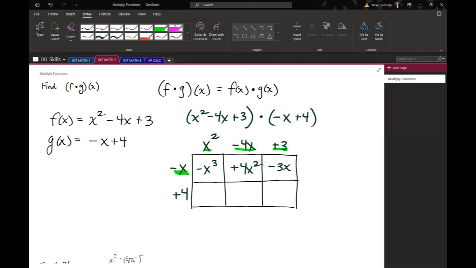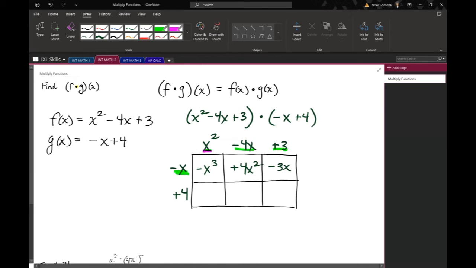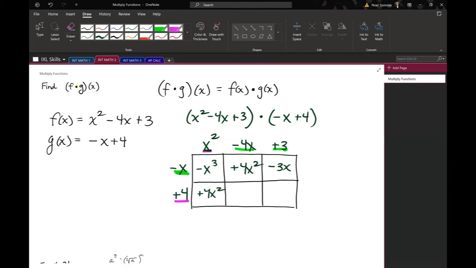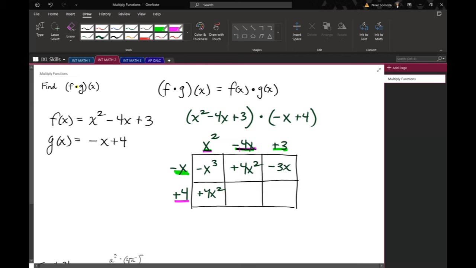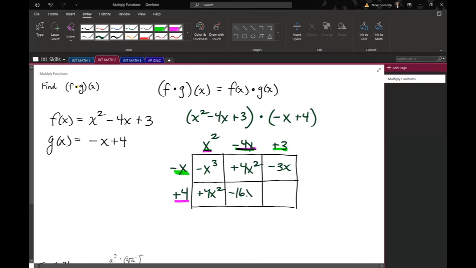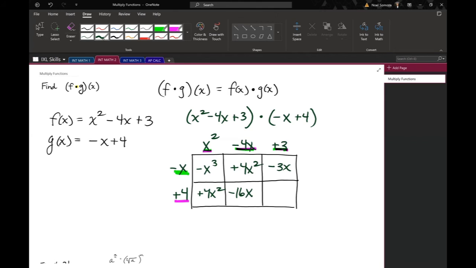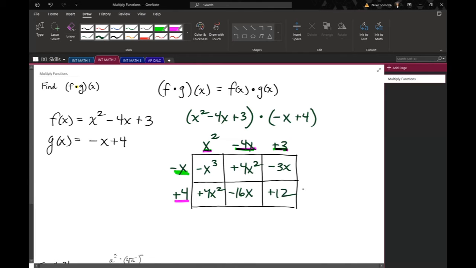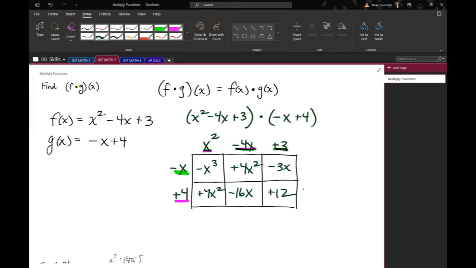So now we're going to do the same. We're going to multiply the x squared, but this time with the 4, the constant. So that gives us a positive 4x squared. Then we'll multiply negative 4x with a positive 4. That'll give us negative 16x. And then lastly, we'll multiply the 2 constants, 3 times 4, that'll give us a positive 12. All right, so it's nice and neatly organized. The only thing we have to do now is combine those like terms.